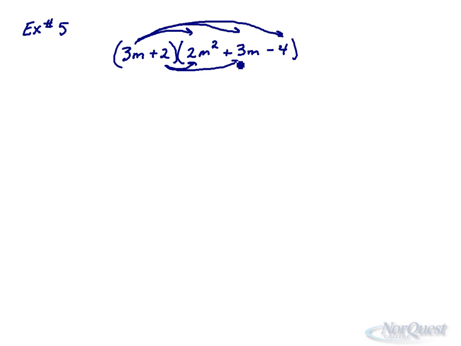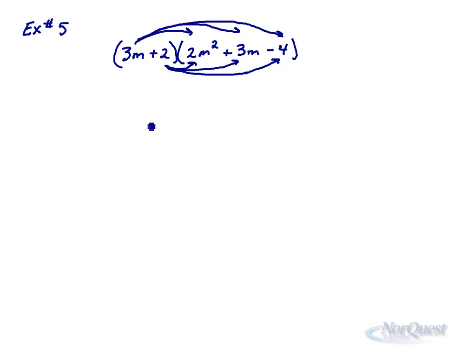By the way, if you wanted to distribute the larger polynomial into the smaller, you still would end up with the same answer. It's just a little bit different of a way of doing it. We tend to always take the smaller polynomial and expand it into the larger, but you would get the same result if you did the other way around as well.